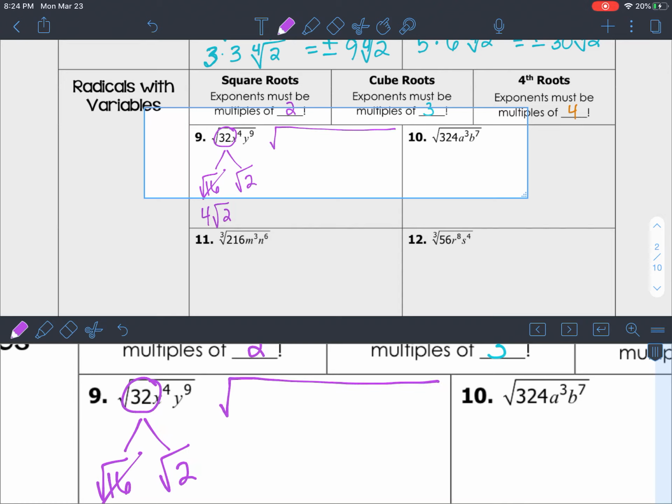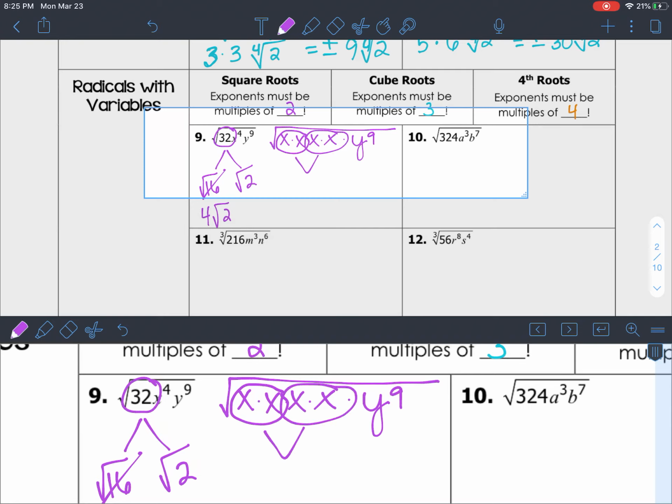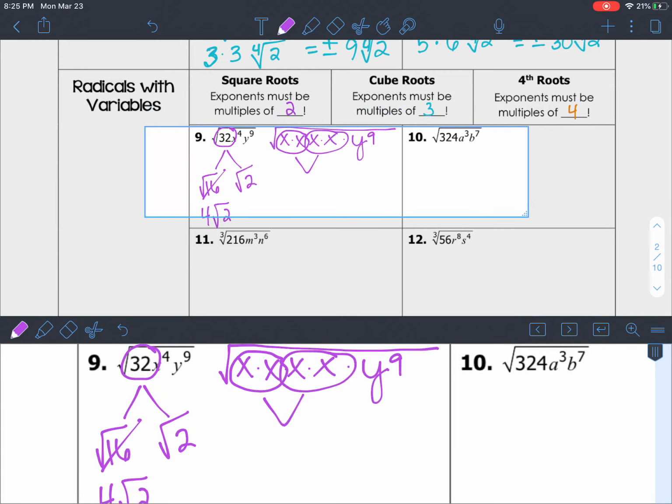Now let's talk about this square root of x to the 4th times y to the 9th. I want to start with just the x to the 4th. So this is x times x times x times x. Remember I said that to undo these things, they would have to come out in pairs. As long as I have pairs, they can come out. Here I have 2 pairs of x's, so an x squared can come out. Then I would have no more x's because I've dealt with them.